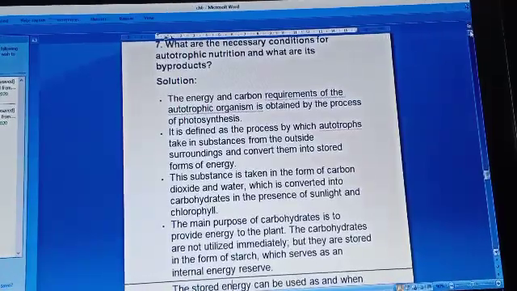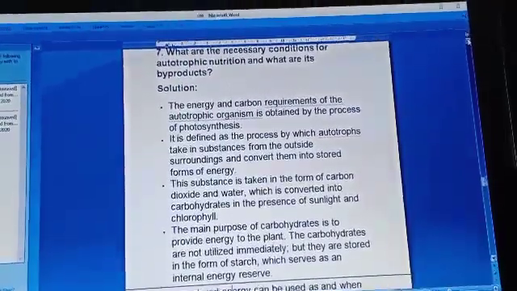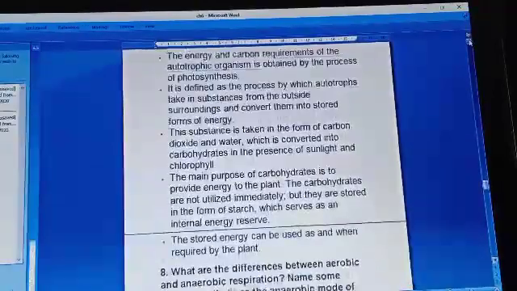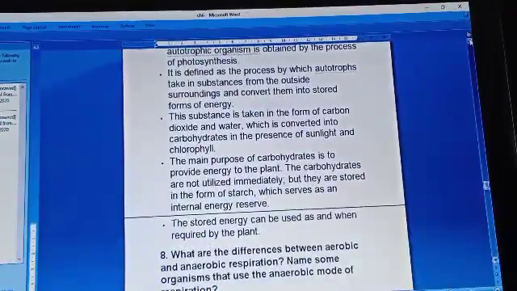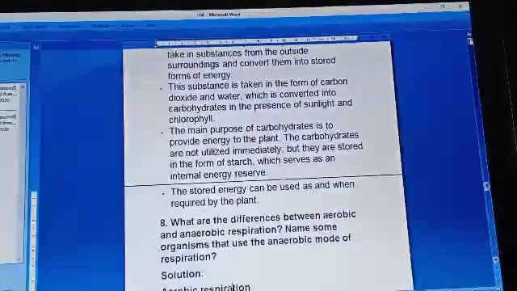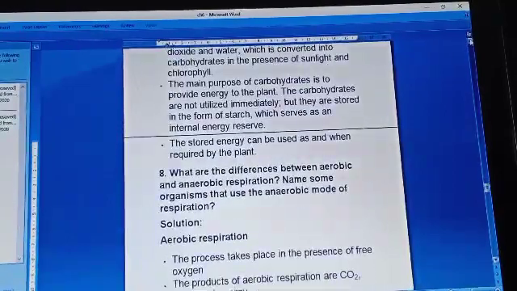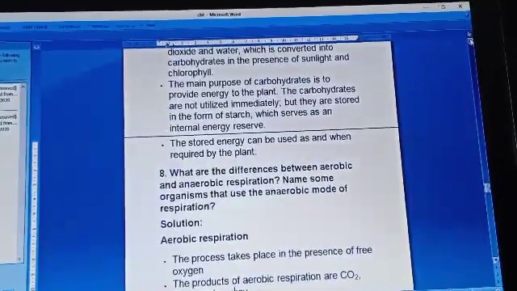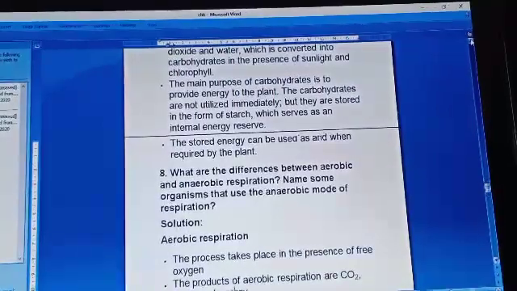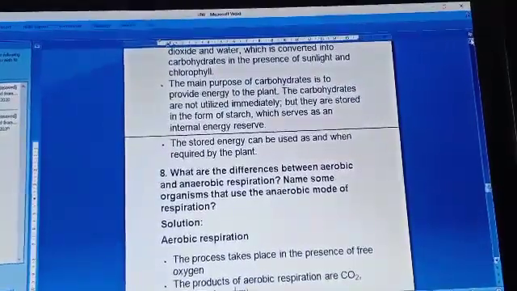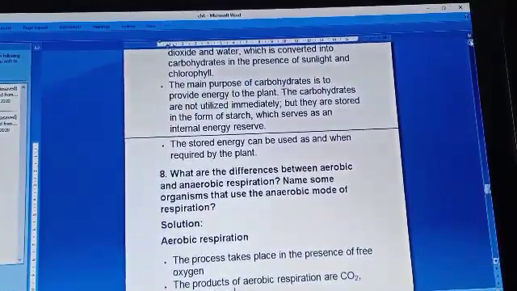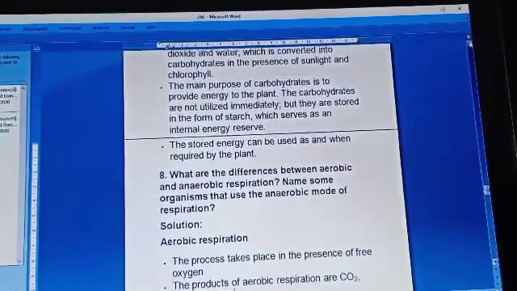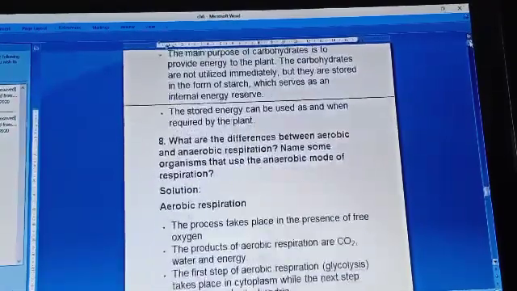The main purpose of the carbohydrate is to provide energy to the plant. And the carbohydrate which is not used immediately is stored in the form of starch that the plant uses later, and the stored energy is generally used for the repair mechanism or growth mechanism.